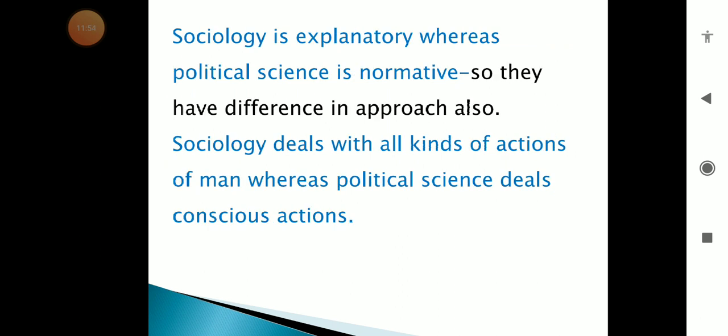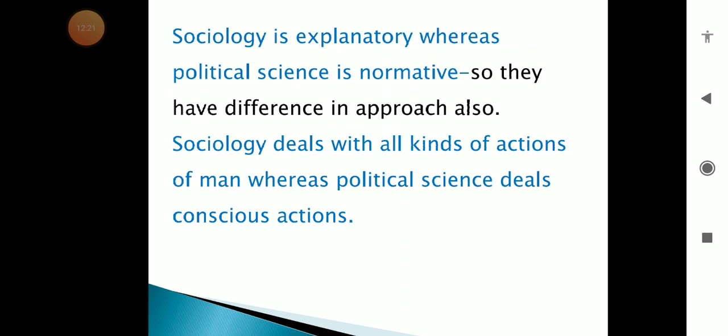And now, sociology is explanatory, whereas political science is normative. Sociology is explanatory: whatever is happening in this society, it explains. But political science is normative. It talks about what it should be, what kind of state there should be in the coming time, how the state should behave, and what it should be. So sociology is explanatory, whereas political science is normative. So they have a difference in approach also.